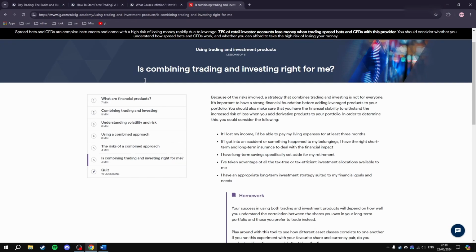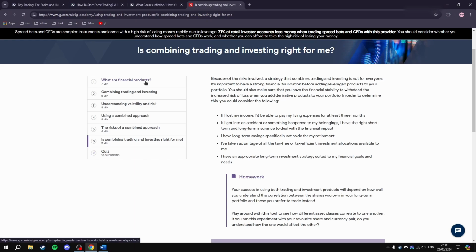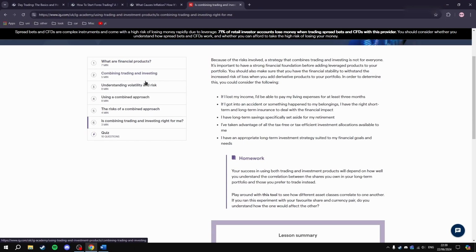Because of the risks involved, a strategy that combines trading and investing is not for everyone. It's important to have a strong financial foundation before adding leveraged products to your portfolio. You should also make sure you have the financial stability to withstand the increased risk of losses when you add derivative products to your portfolio. In order to determine this, you should consider the following.